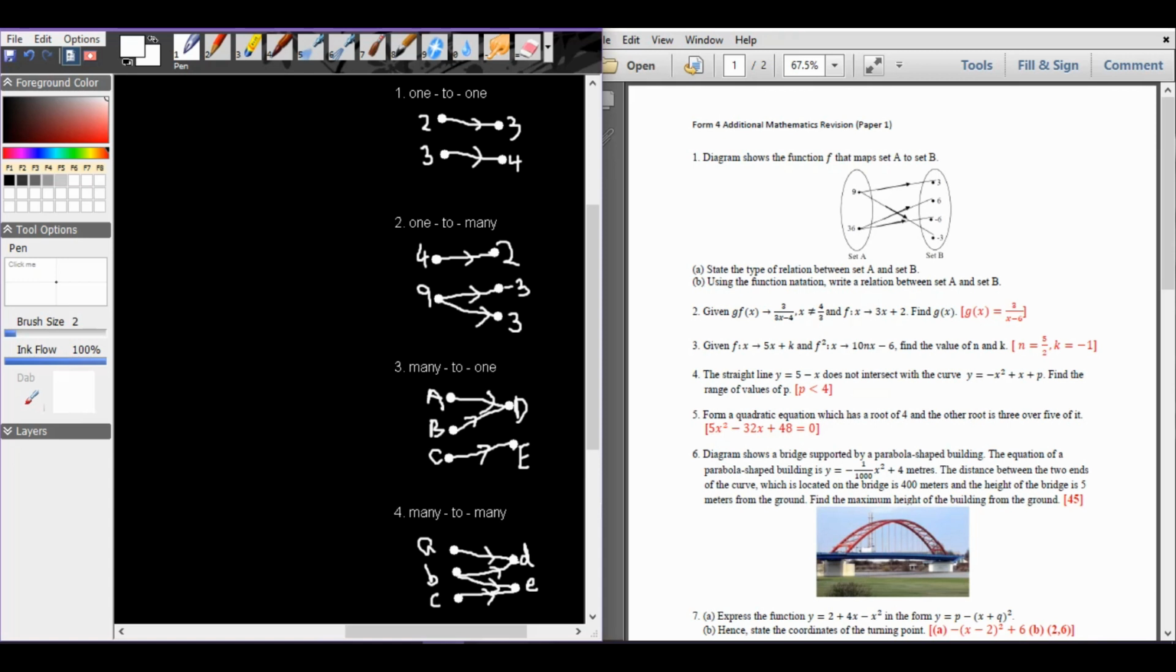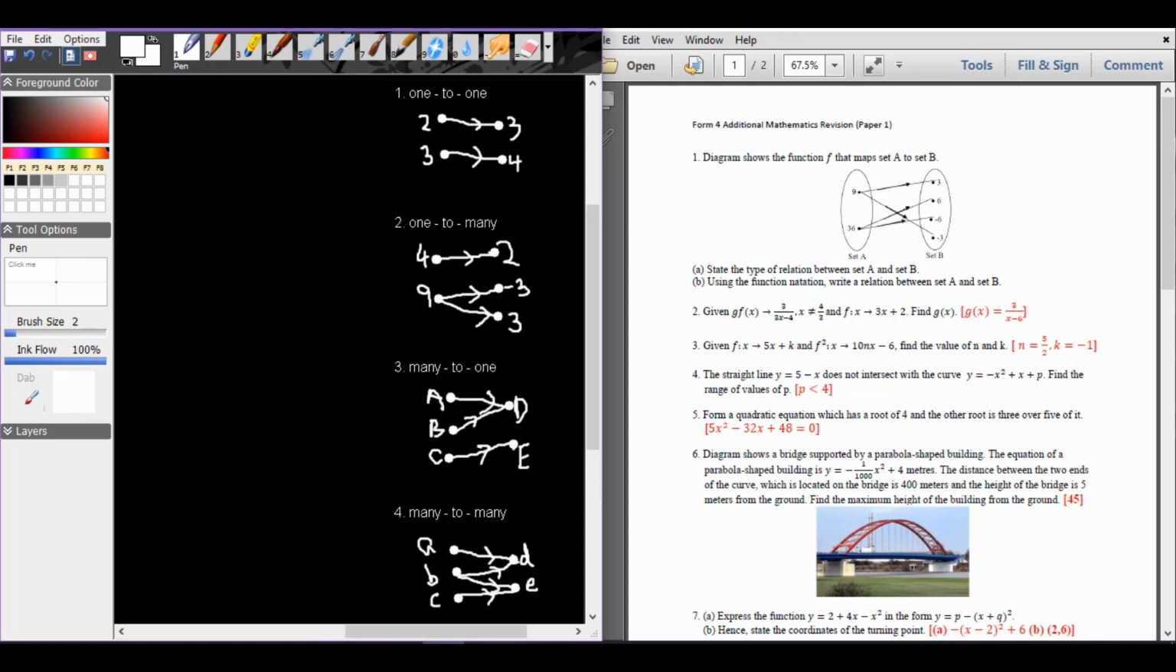On the left side, this will be the object, or we call it the domain. On the right side, this is the image or codomain. So for one-to-one relation, every object has only one image. So 2 only maps to 3. 3 only maps to 4. One object, one image. So this is one-to-one relation.